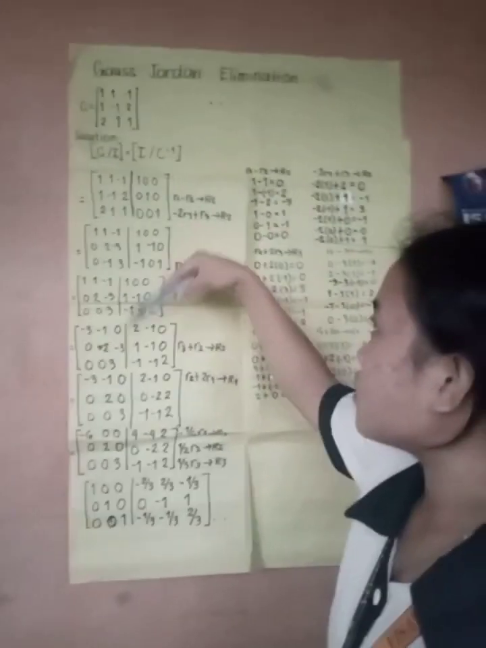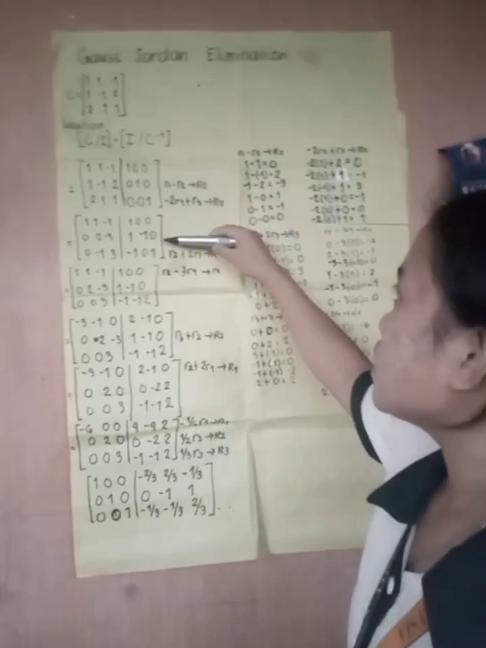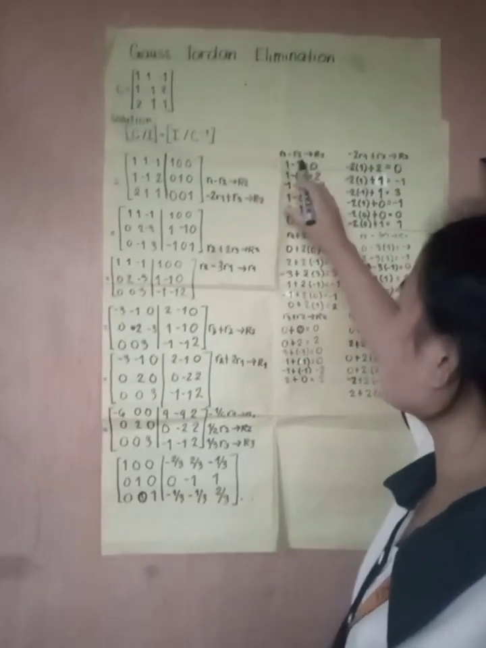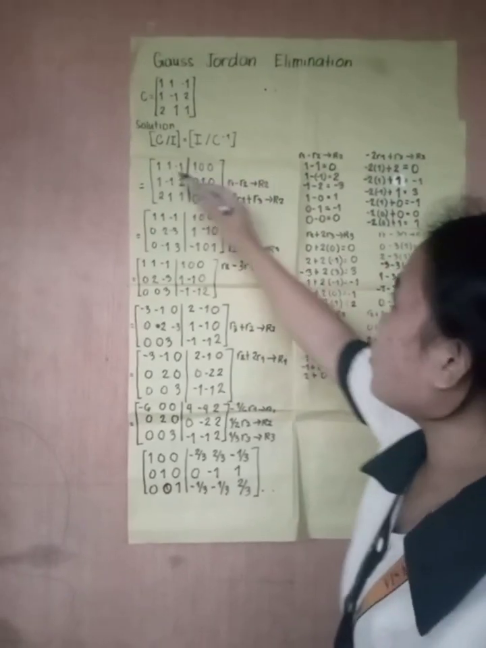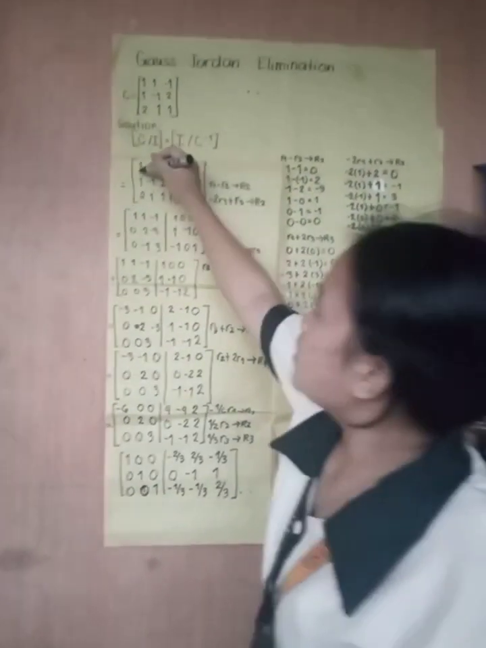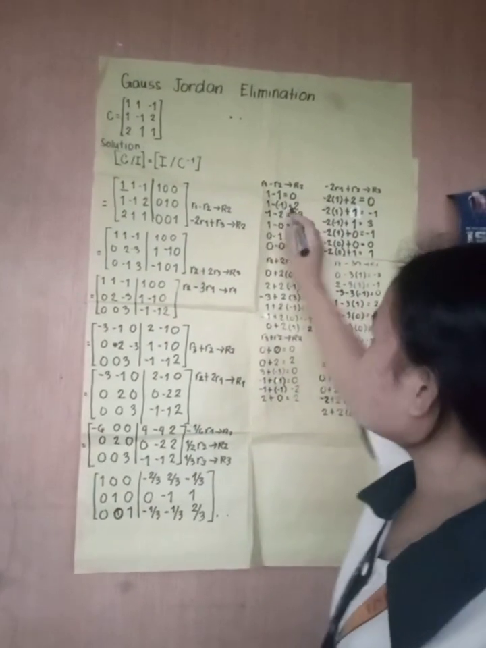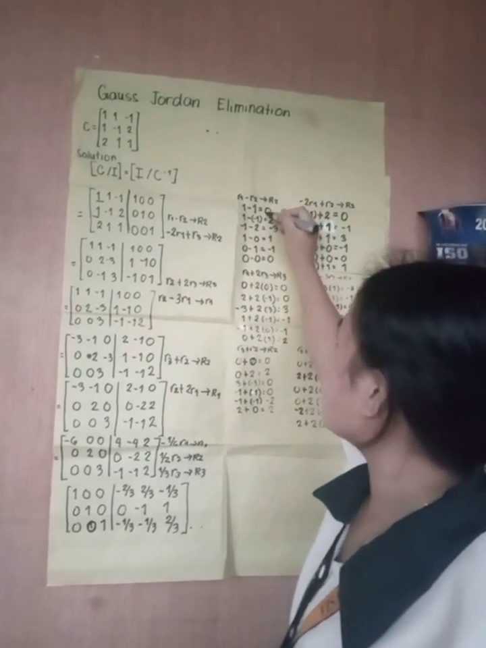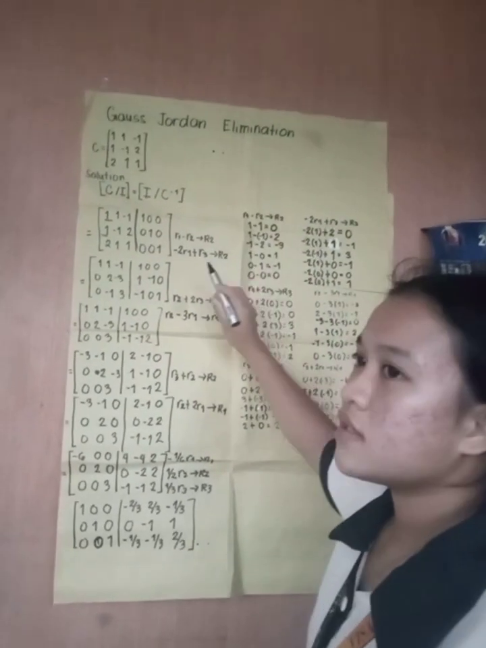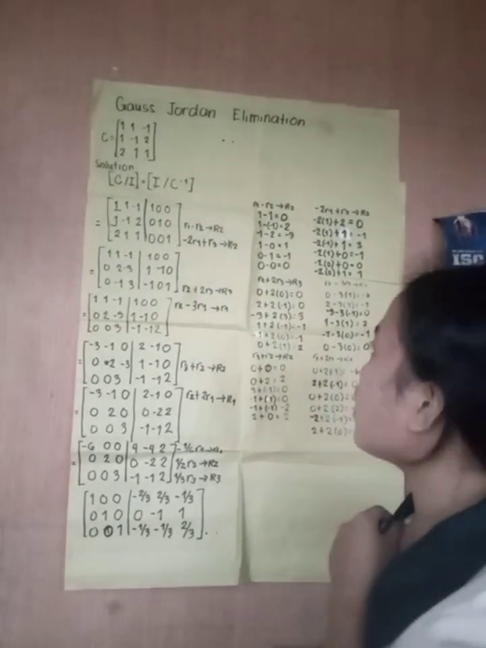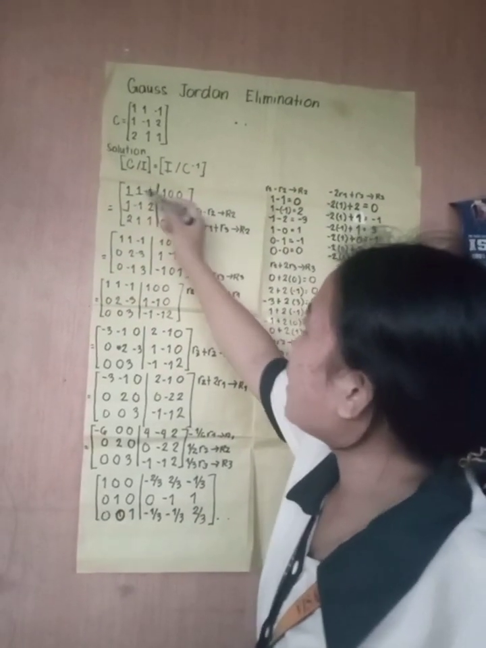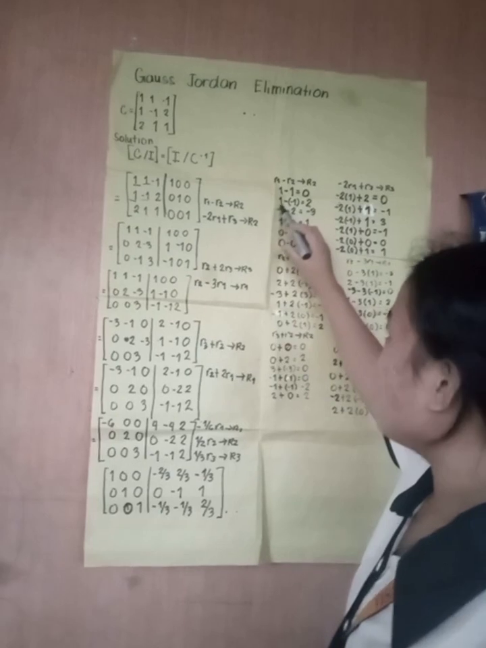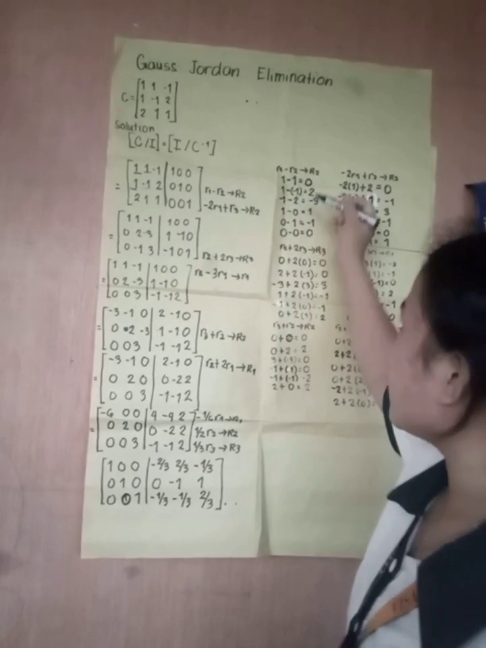So first, we will subtract row 1 minus row 2. So the result is row 2. So row 1 minus row 2. Row 1 is 1 minus row 2, which is 1. So 1 minus 1, the result is 0. Then in the second column, we have row 1, 1. Then our row 2 is negative 1. So 1 minus negative 1 will be positive 2.